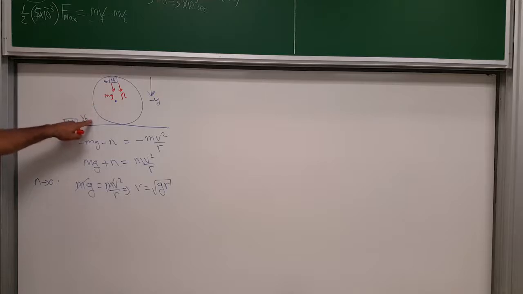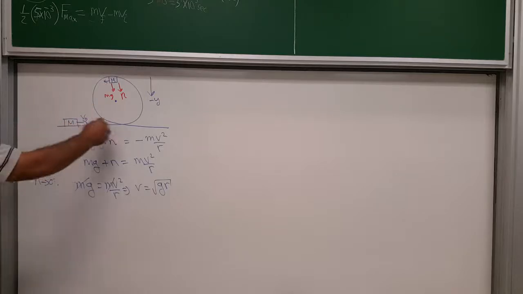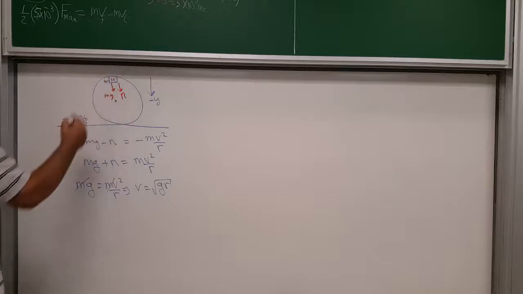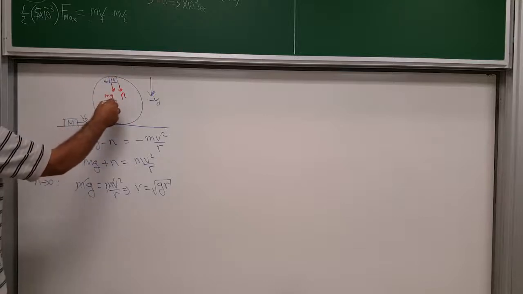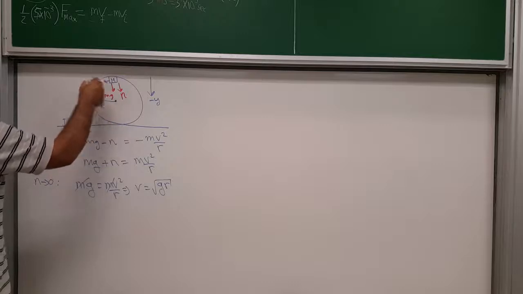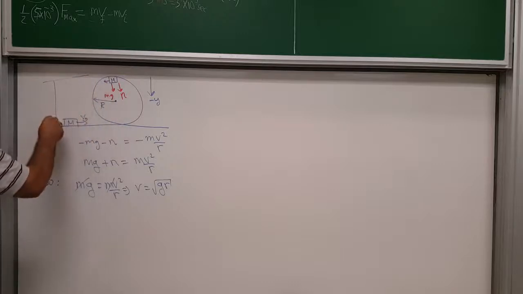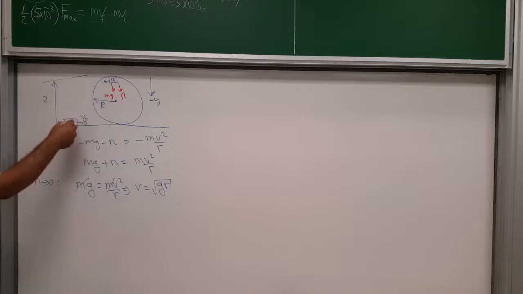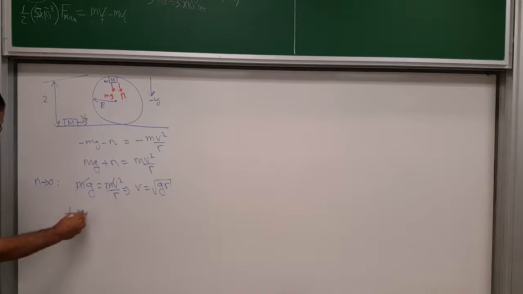So what speed do you need here? Well, then you can use conservation of energy. In here, it's all kinetic. In here, you have some potential and some kinetic. And if this is radius r, then this height is 2r. So the total mechanical energy is just kinetic, so you have 1/2 mv initial squared.